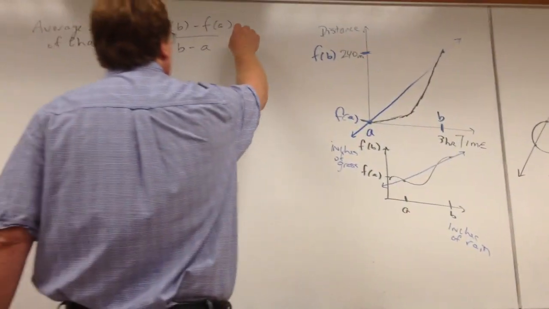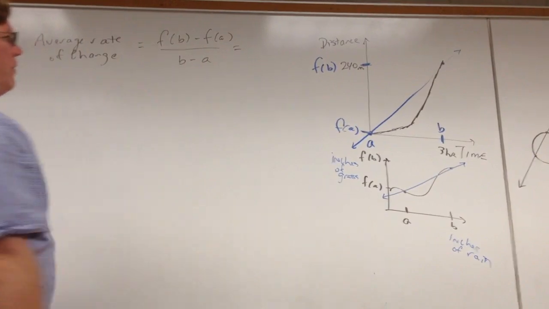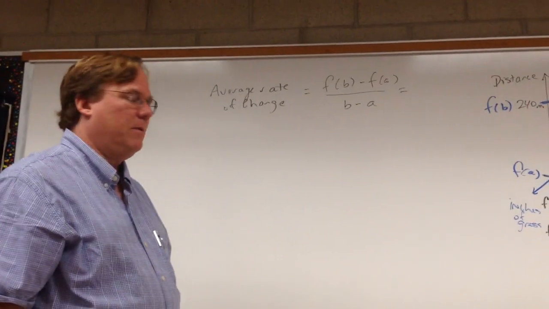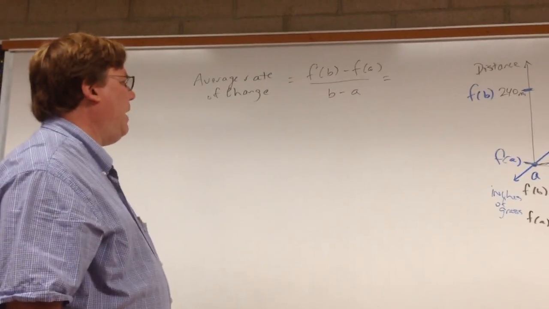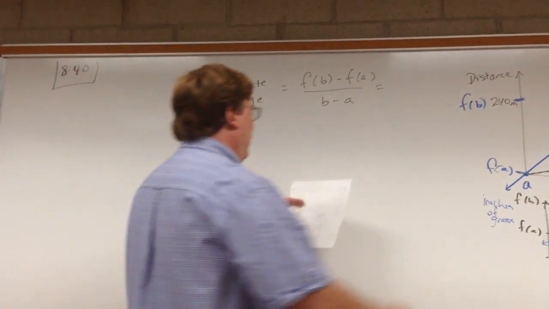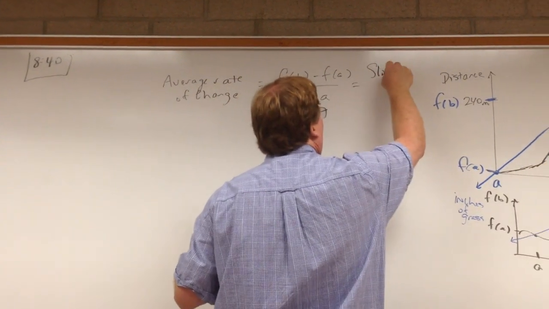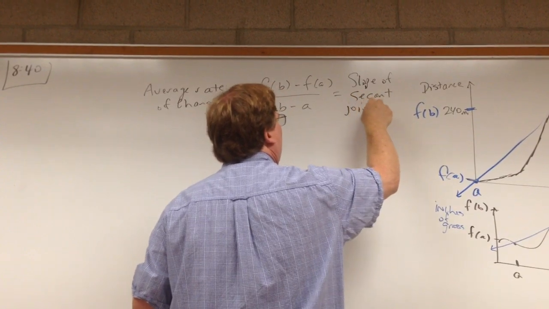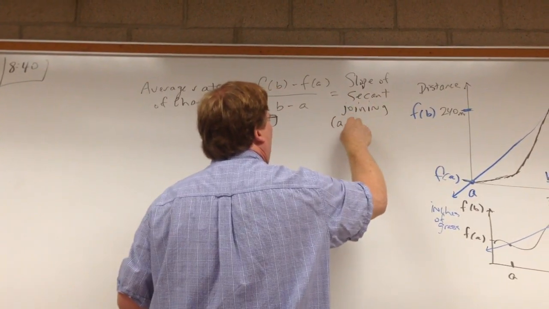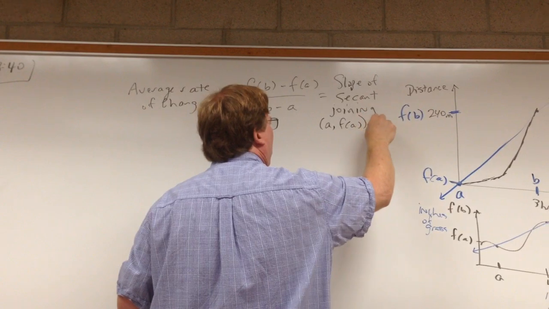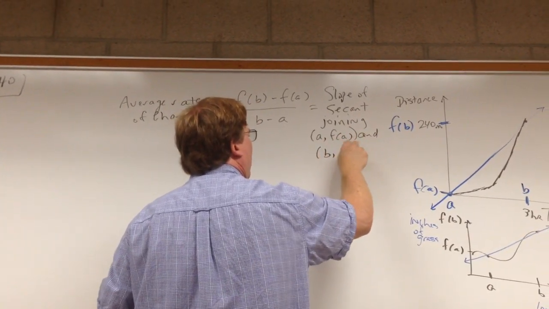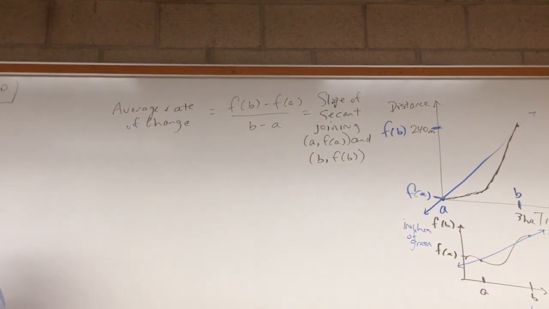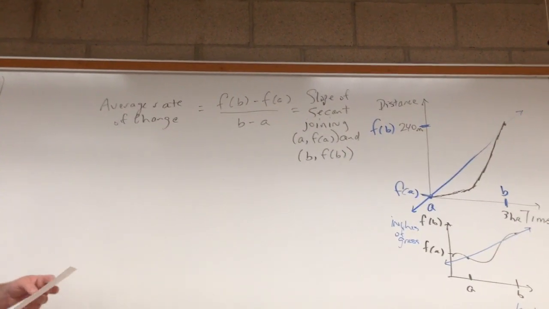So another name for the average rate of change, which is given by this formula, is the slope of the secant joining the points A comma f of A and B comma f of B. You see what I mean? So that's our average rate of change.